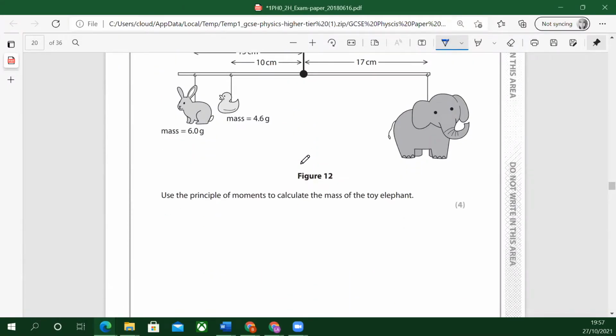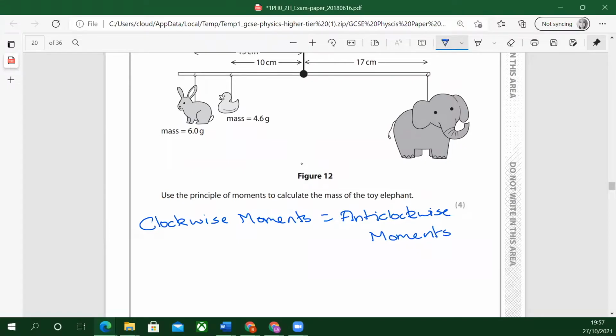All the principle of moments is: if the system is in equilibrium, the clockwise moments equal the anti-clockwise moments. Clockwise moments equals anti-clockwise moments. That's the principle of moments: if a system is in equilibrium, clockwise moments equal anti-clockwise. If you imagine the rod turning this way, that's clockwise, the way a clock goes, and that way is the anti-clockwise.